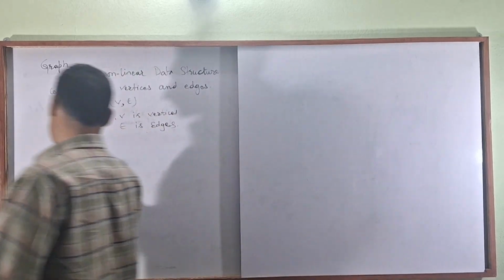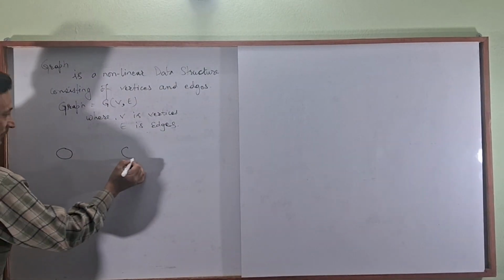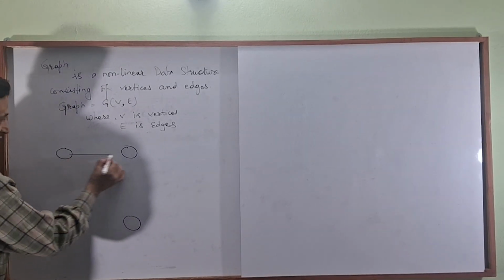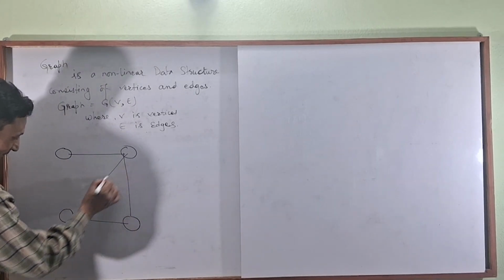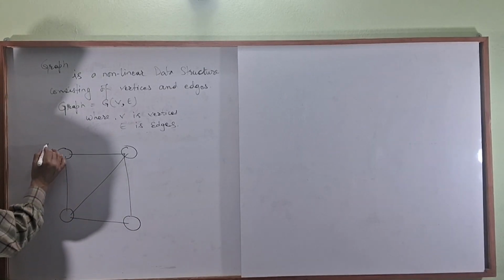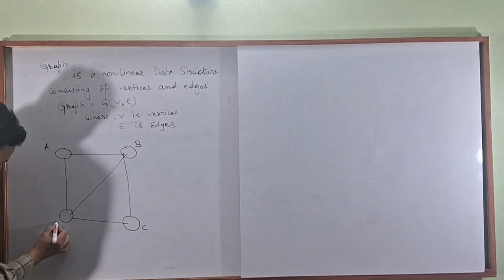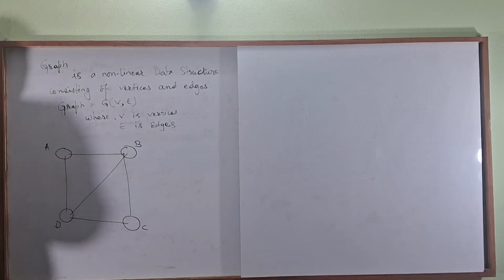Now let's see a simple graph. Let's suppose we have four different nodes and there is a connection between these nodes like this. Let's suppose this is A, this node is B, this vertex is C, and this is D, and this is the connection between A and B.